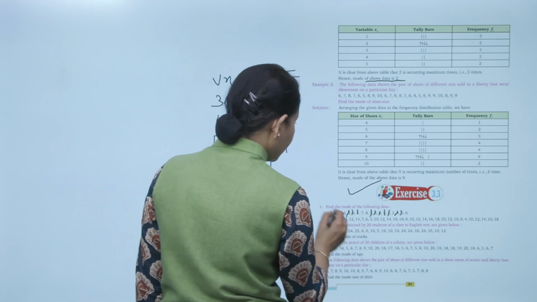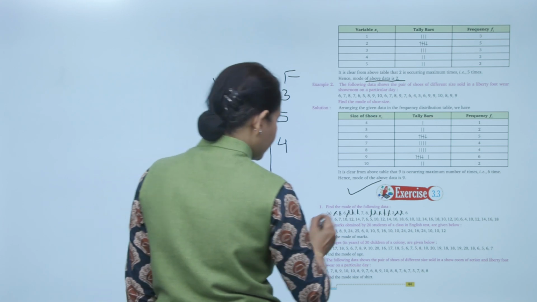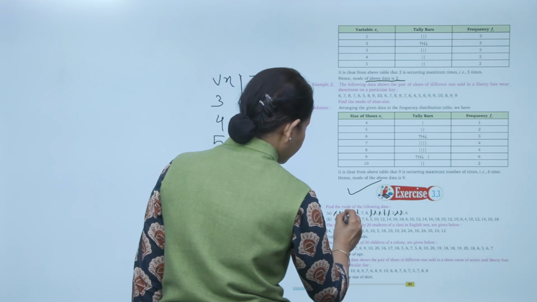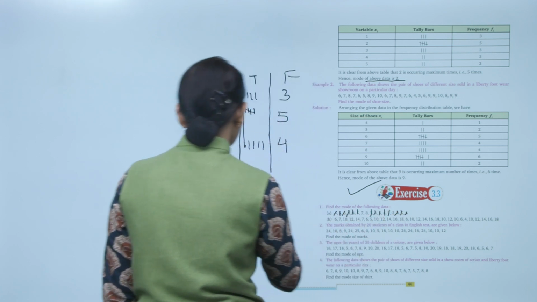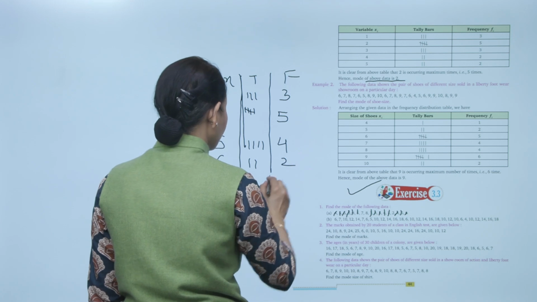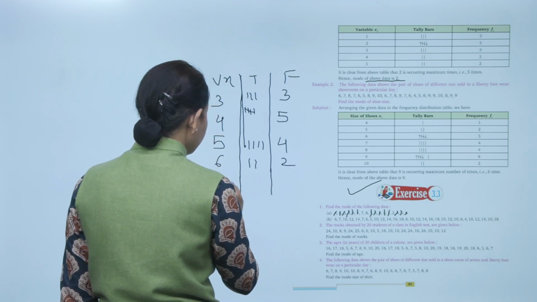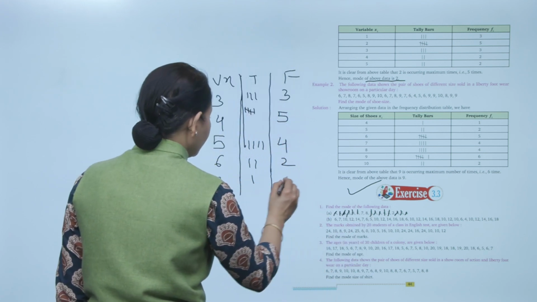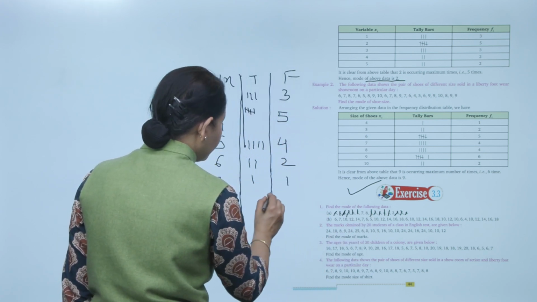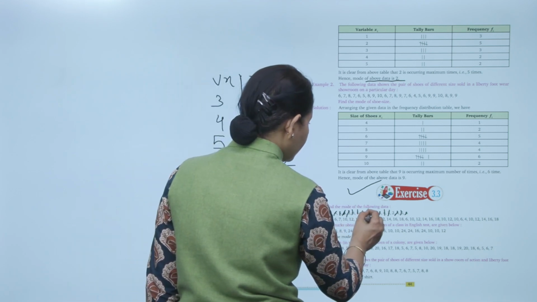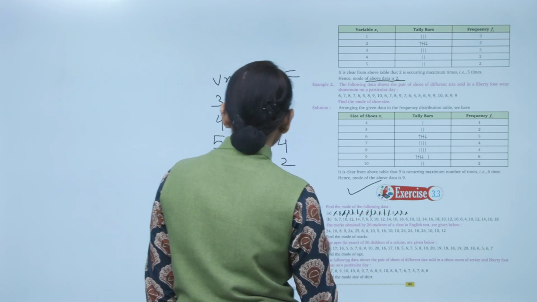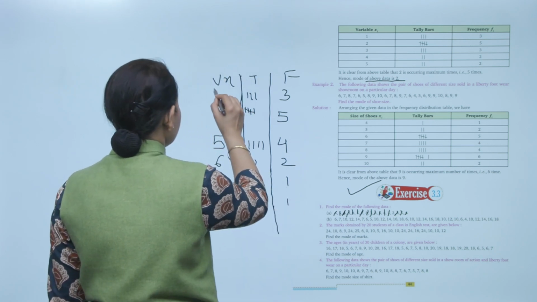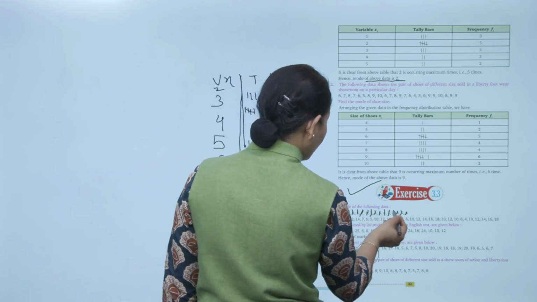Then next number is 6. How many times 6? 6 comes 1 and 2 times. So write frequency 2. Then comes number 7. 7 comes 1 time only. So write here 1. Then number 8. How many times 8? 1. And number 2 is also there. So write here 2 comes only 1 time.